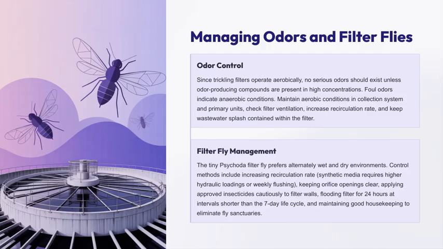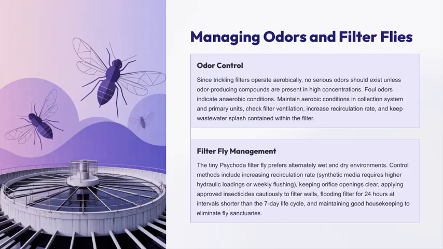Now, onto filter fly management. The Psychoda filter fly is quite tiny and prefers environments that alternate between wet and dry. Controlling these flies involves several strategies. For example, increasing the recirculation rate can help, especially since synthetic media may require higher hydraulic loadings or even weekly flushing. Keeping orifice openings clear is also crucial.